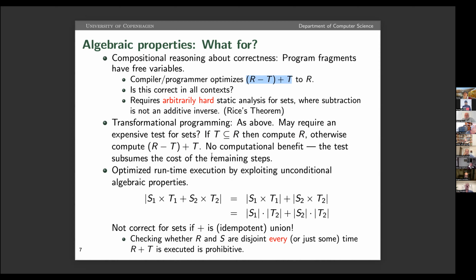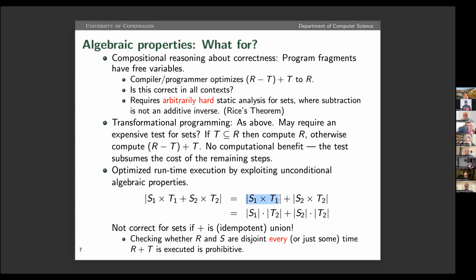If the algebraic properties are unconditional, they don't depend on conditions on R, S, and T, as we've seen before. For example, the cardinality of the union of two Cartesian products of sets, well, we can compute it like this. The cardinality of this, well, we'll just say that it distributes over plus. Well, if only it did, it doesn't do so for sets.